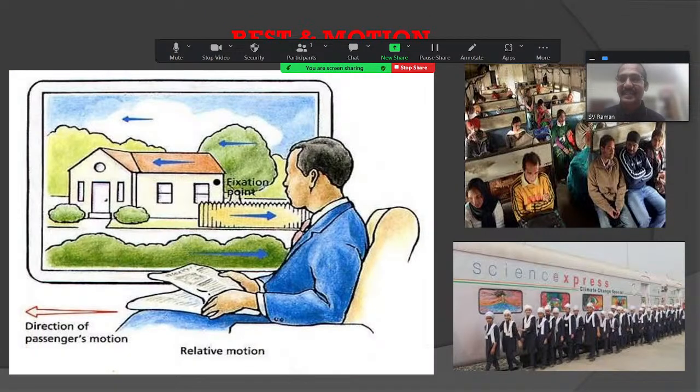Now, rest and motion. What is rest and what is motion? In this picture you can see that a person is sitting in a train. He is moving. Yes, of course he is moving. Next to the train, the platform seems to be going in the backward direction. Small trees, the platform and other passengers, we see that yes, they are going in the backward direction. We are moving in the forward direction.